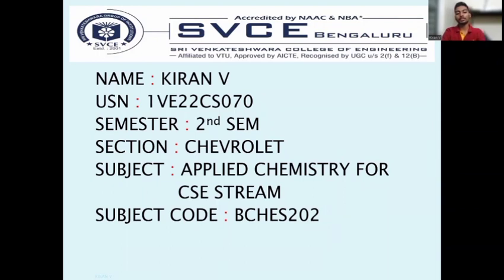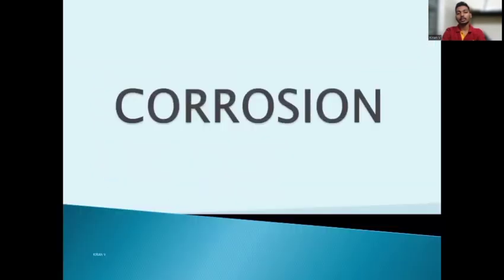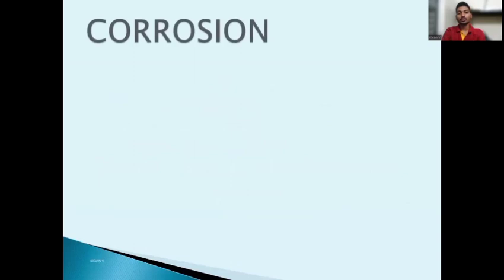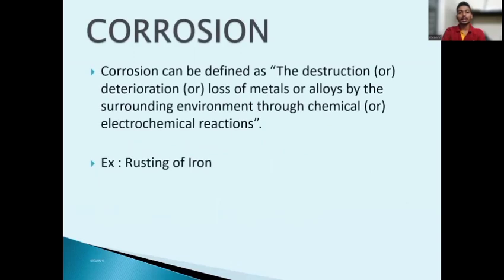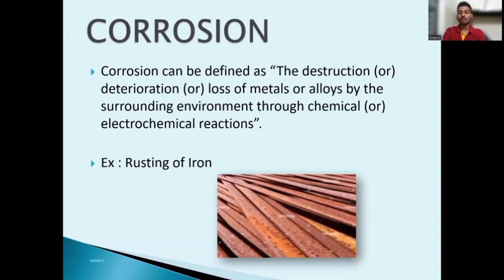Today, the topic of my presentation is all about corrosion and its types. Corrosion can be defined as the destruction or loss of metals or alloys by the surrounding environment through chemical or electrochemical reactions. Example: rusting of iron. This is a picture of rusting of iron.